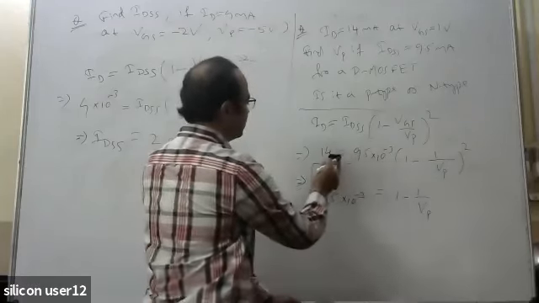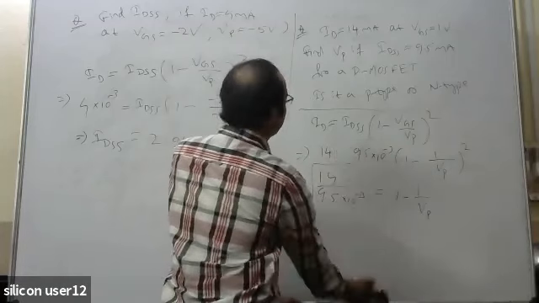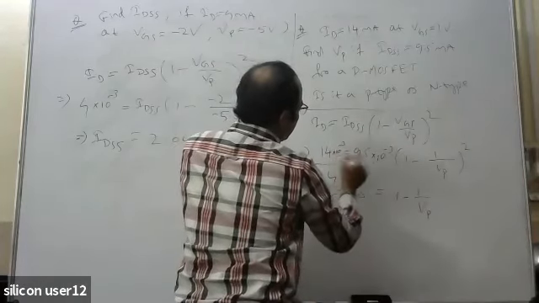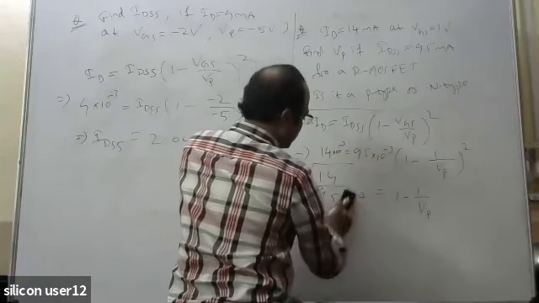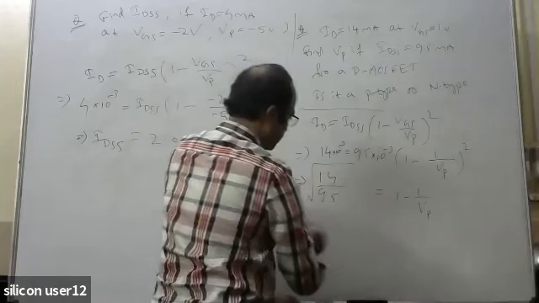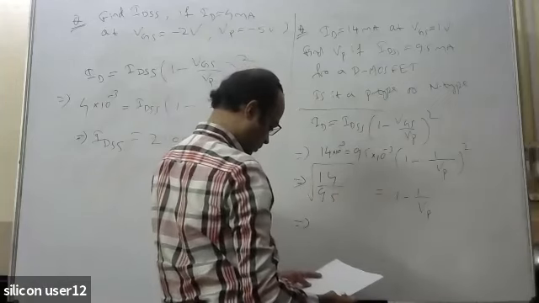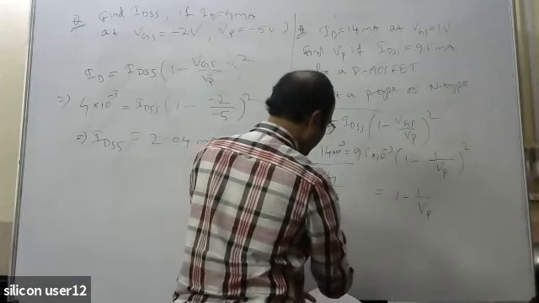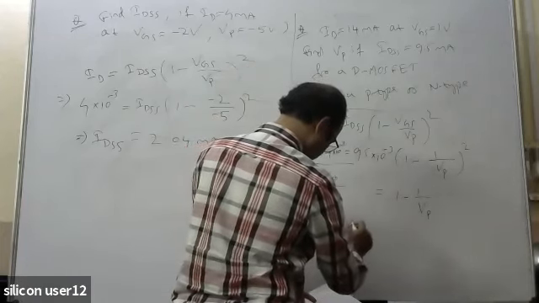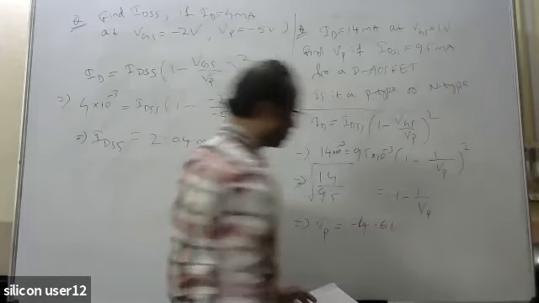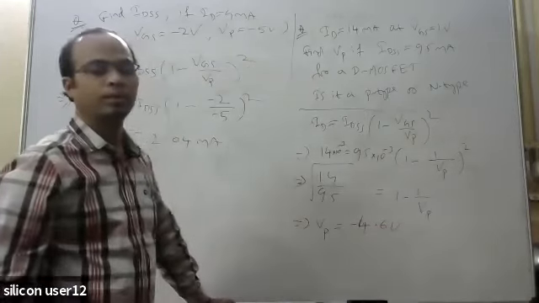Sorry, on the left side also I have not put 10 to the minus 3; both are in milliampere. So the 10 to the minus 3 will cancel, only 14 by 9.5 remains. So if you calculate this, you will get VP equal to -4.6 volt.